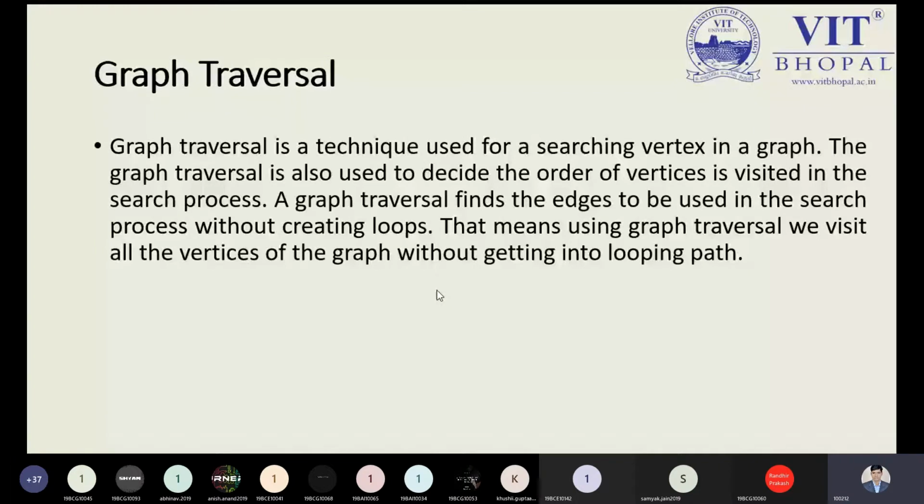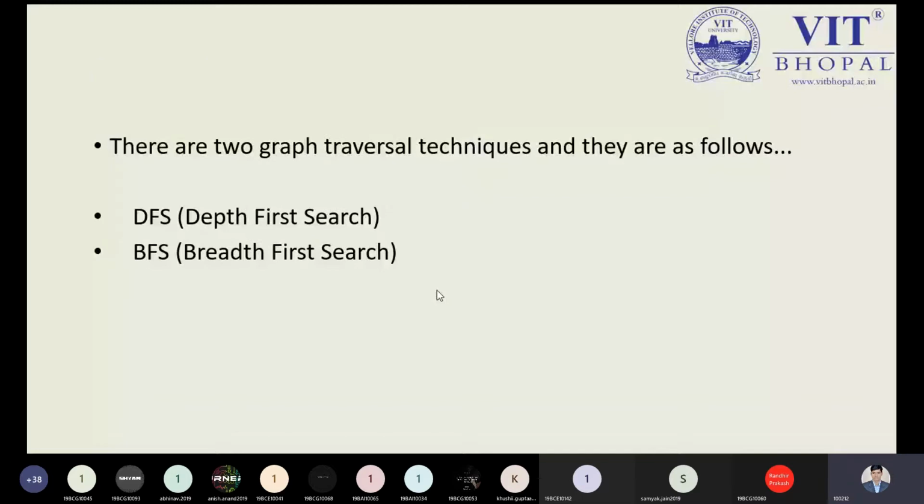Today we have various images and pictures by which we will see what graph traversal is, and how we can represent graph traversal through various techniques. There are two different graph traversal techniques. Number one, DFS, and second, BFS. DFS stands for depth first search, and BFS stands for breadth first search.